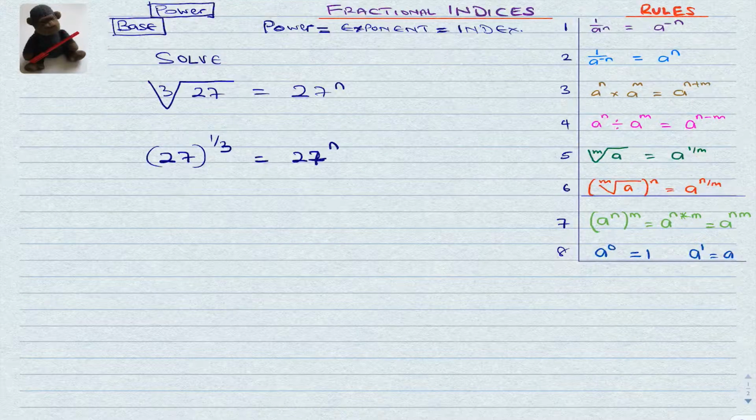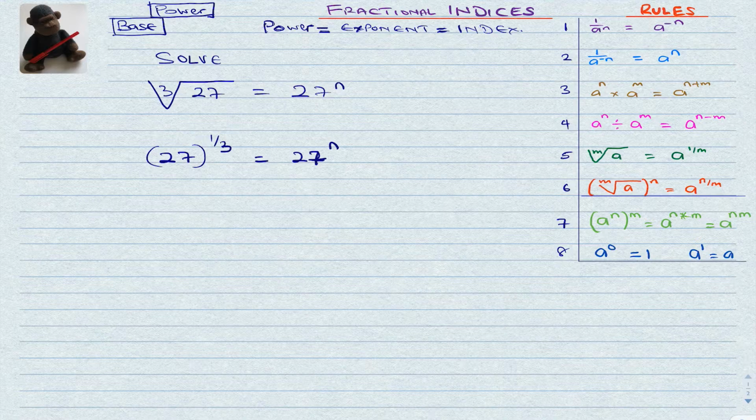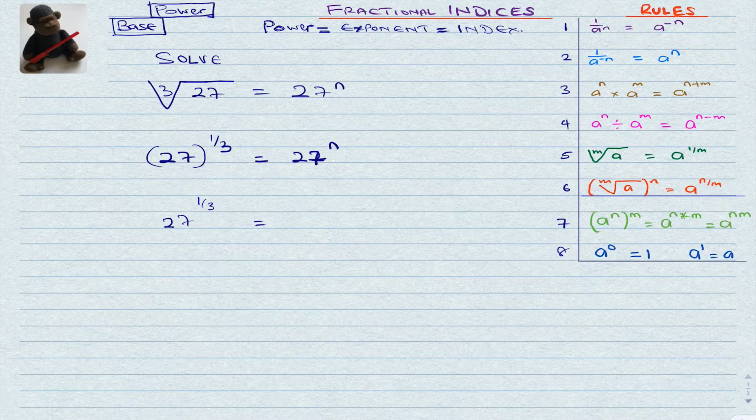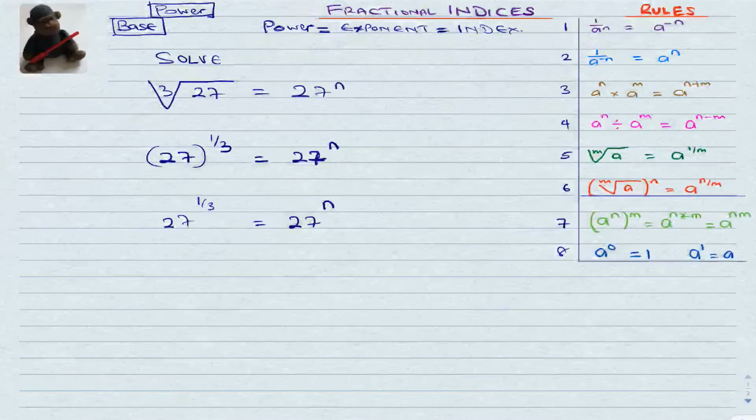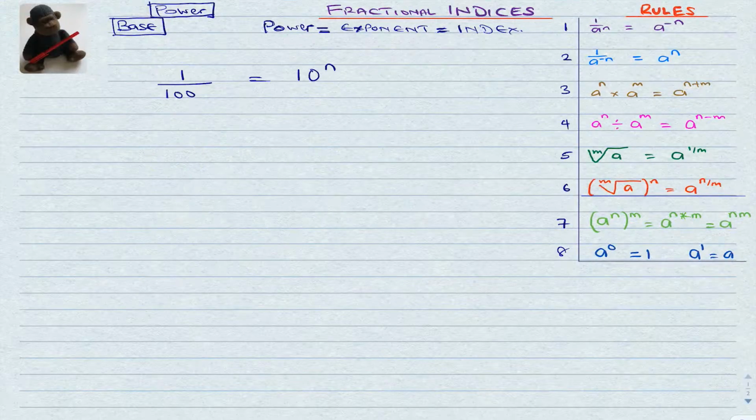So we don't need to do much with this, to be honest, because they have the same base. So you've got 27 to the power of 1/3 is equal to 27 to the power of n. You don't need to do anything else because they have the same base, their powers are equal, and therefore n equals 1/3.